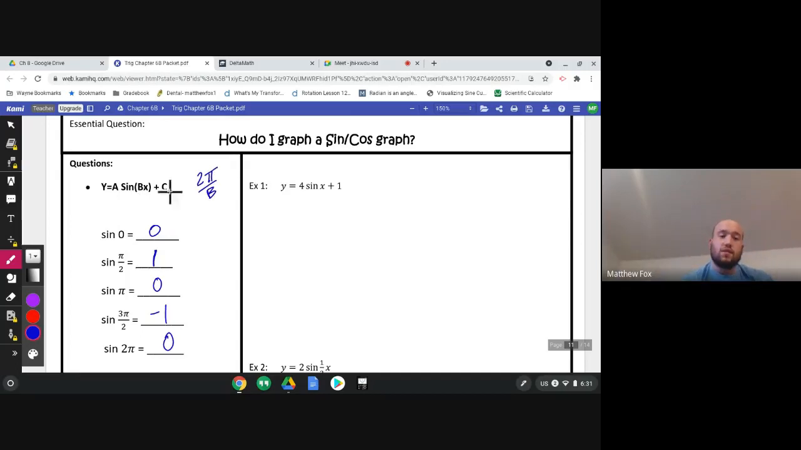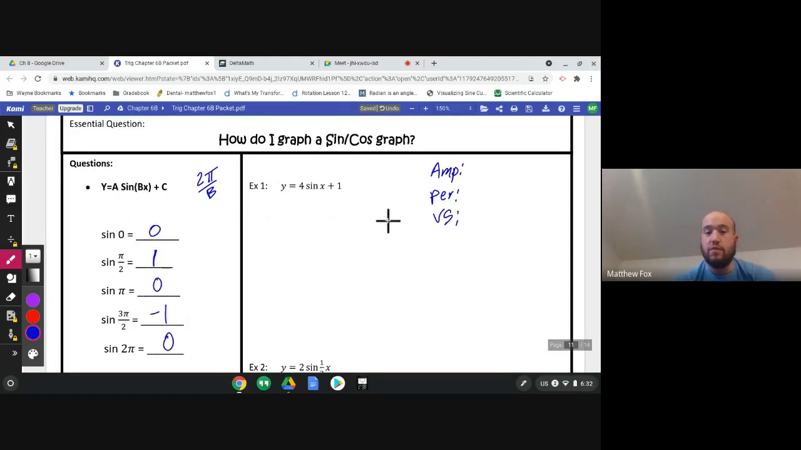And then C is our vertical shift. If it's positive, it moves up. If it's negative, it moves down. Now, I always recommend, no matter what, just write out for yourself a little cheat sheet. What's our amplitude? What's our period going to be? And what is our vertical shift going to be? And that allows us to kind of make some notes before we graph it.